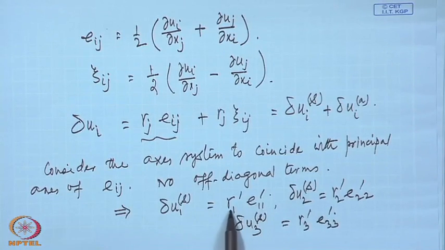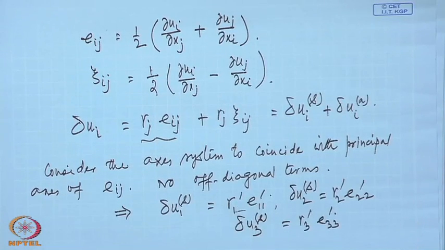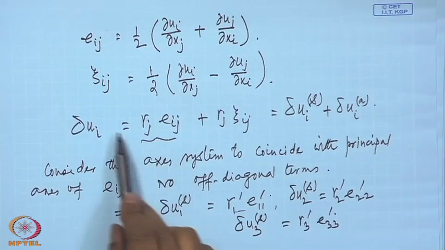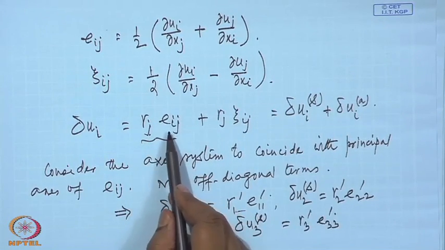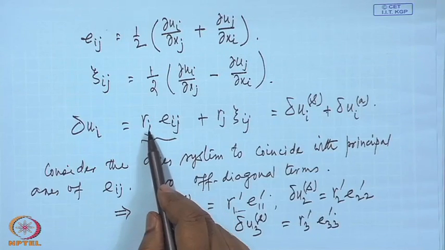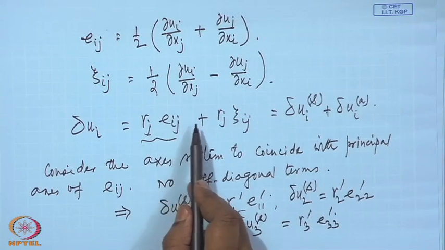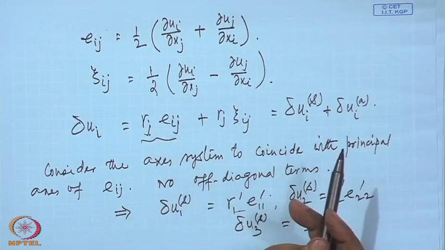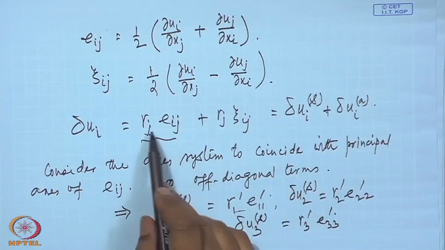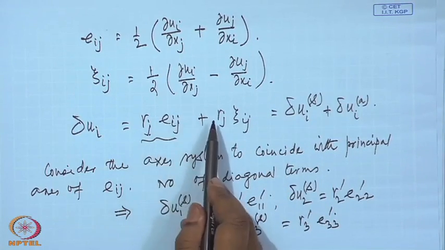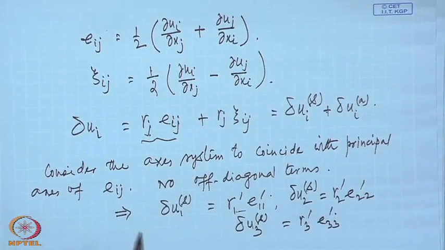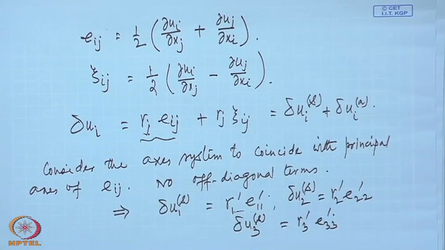In a general case, of course, these are not only one term; there will be other terms also. In this case, delta u_1 will be r_1 e_11 plus r_2 e_12 plus r_3 e_13. But now we have only one term, r_1 prime e_11 prime.